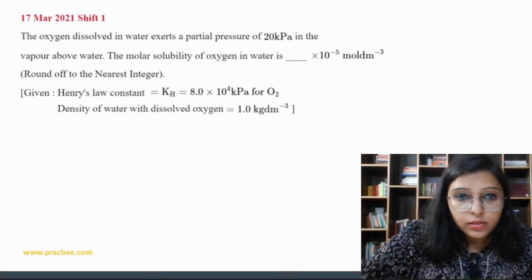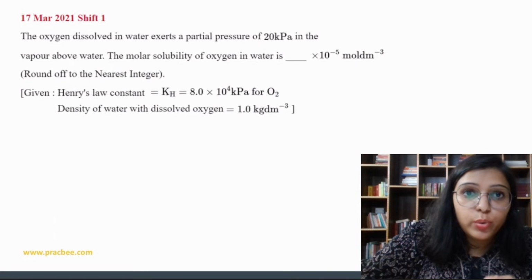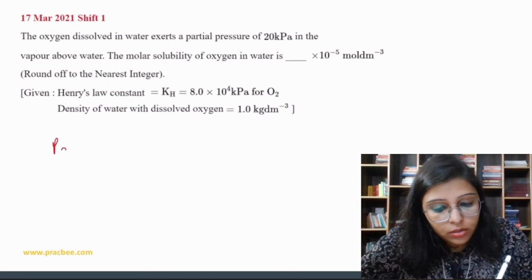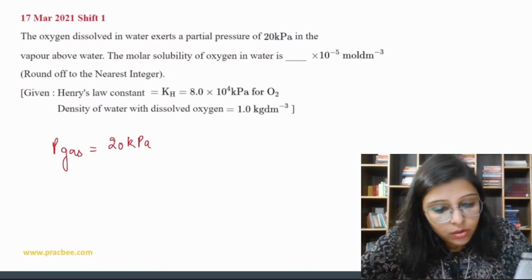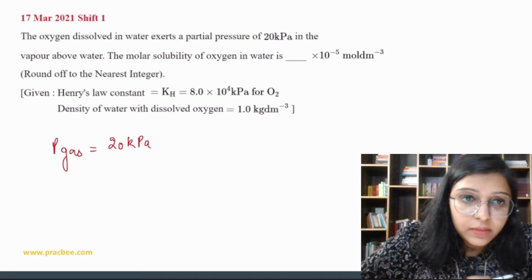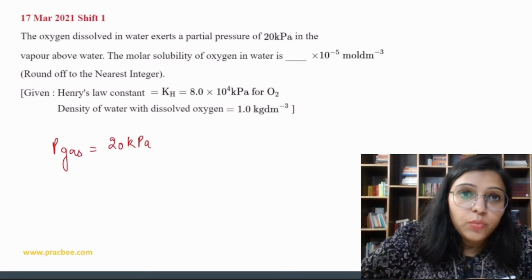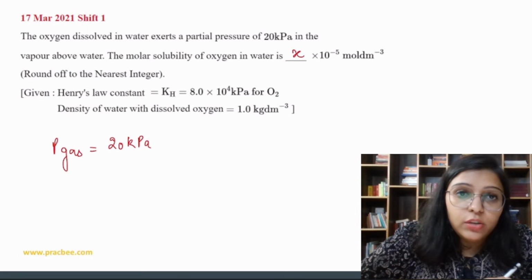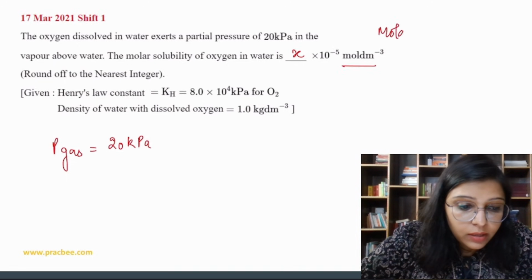Question says, the oxygen dissolved in water exerts a partial pressure of 20 kilopascal in the vapor above water. So it means pressure is equal to 20 kilopascal, or we can say 20 into 10 to the power 3 pascal, right? Now the molar solubility of oxygen in water is x into 10 to the power minus 5 mole per decimeter cube. It means we have to find out the molarity.